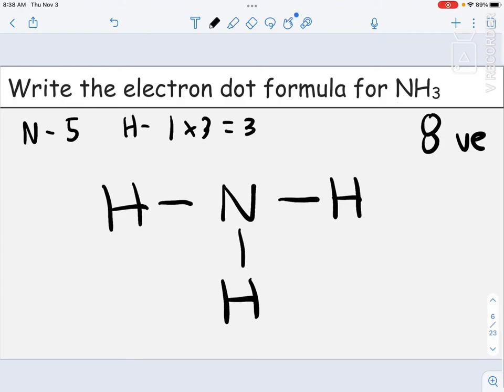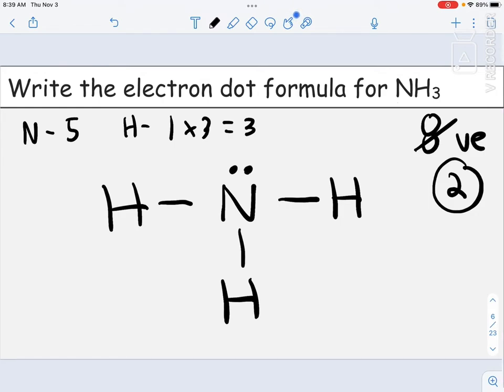So that bonding took 6 electrons, so we're left with 2. So now we're going to put these 2 remaining electrons and give them to the central atom, which is nitrogen. Do a check. This hydrogen is happy because it has 2 valence electrons. Let's look at this hydrogen. This hydrogen is happy because it has 2 valence electrons. This hydrogen is also happy for the same reason. Let's look at nitrogen.